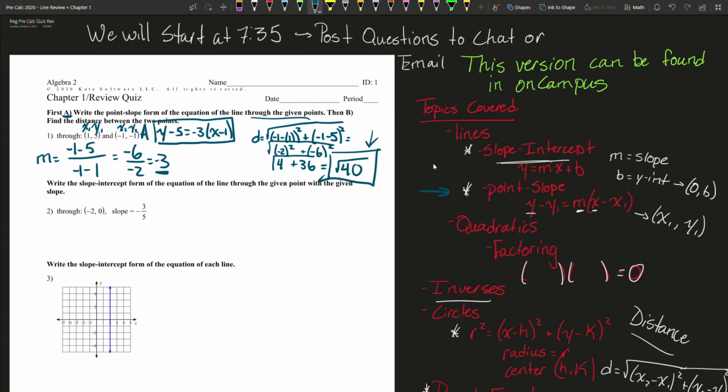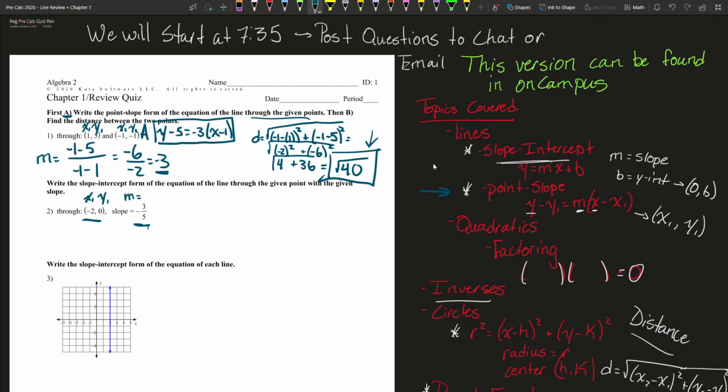Number 2, write the slope-intercept form of the equation, given a certain point and the slope. So we have -2, 0, and we have the slope -3 fifths. This is not a y-intercept, so we have to do a little bit of work. There are 2 different ways to do this. I'll show you the one I would use, the point slope form. So we have a point, an x1, y1, and we have an m.